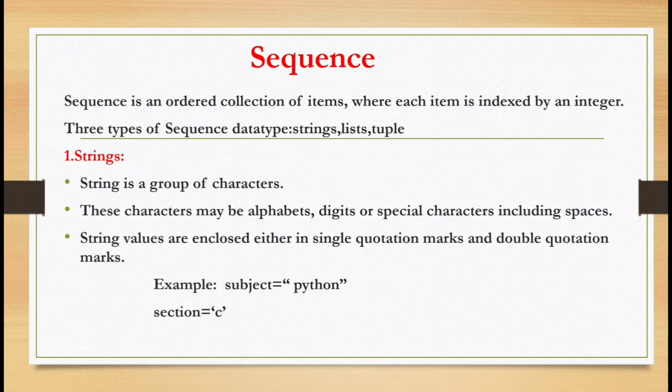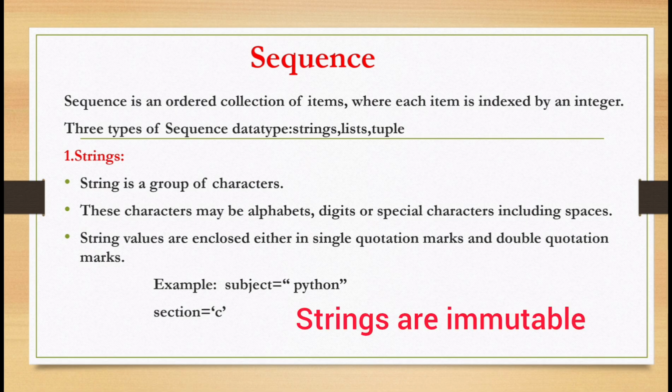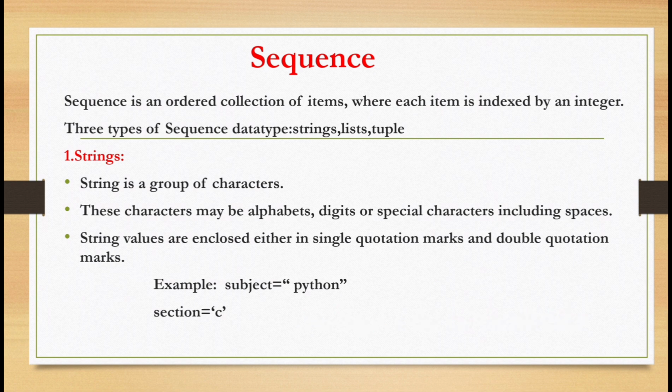Next, we have sequence data type. Sequence is an ordered collection of items where each item is indexed with an integer. So elements here will be stored in a sequence manner. Each and every element will have an index beginning with 0. It begins with 0 and ends with n minus 1. N indicates the number of elements present in the sequence.